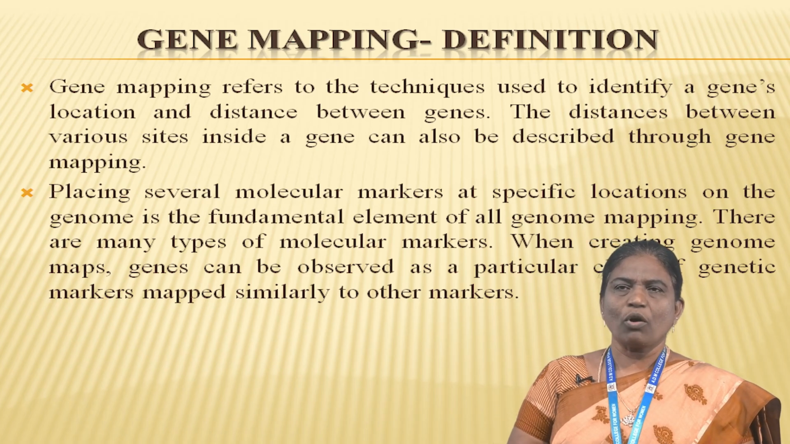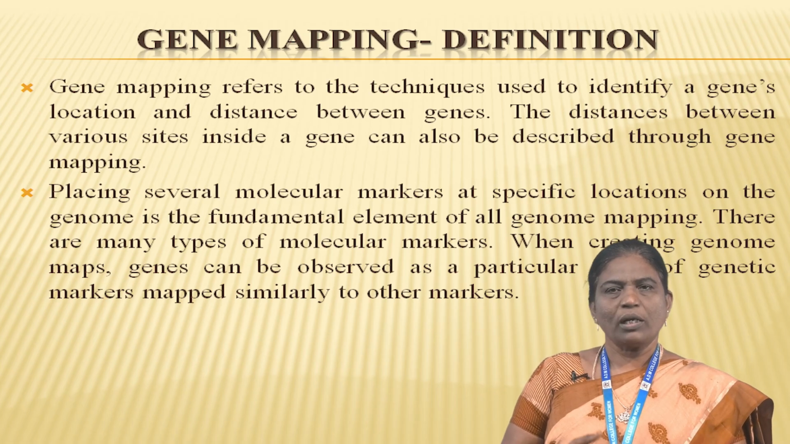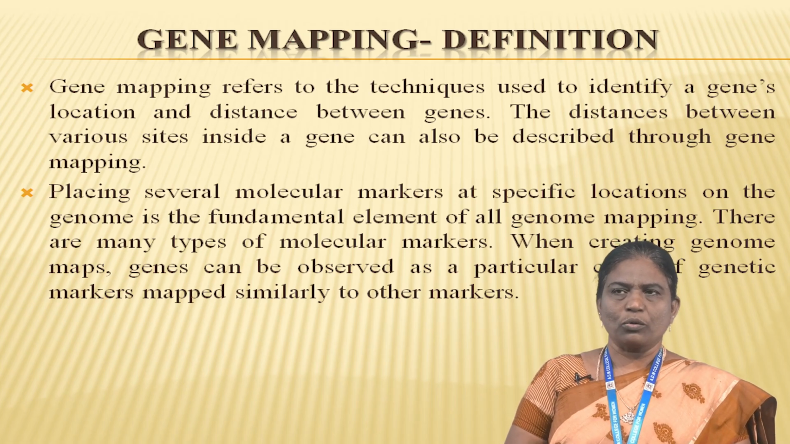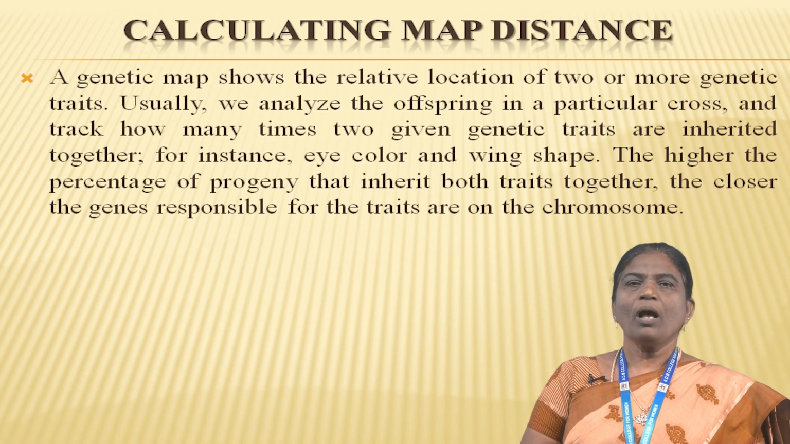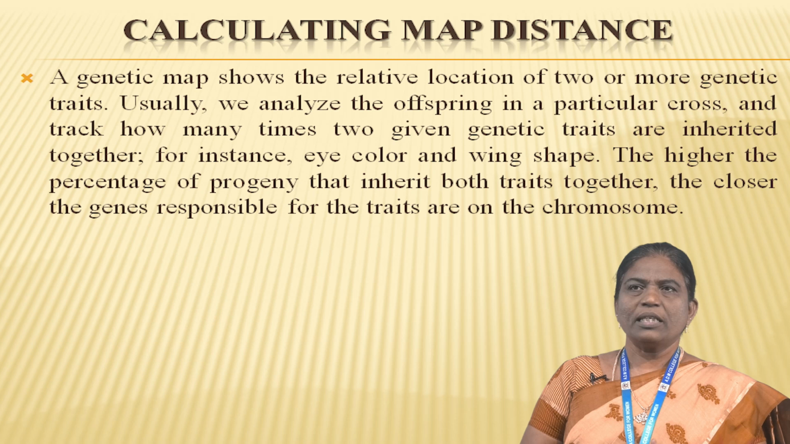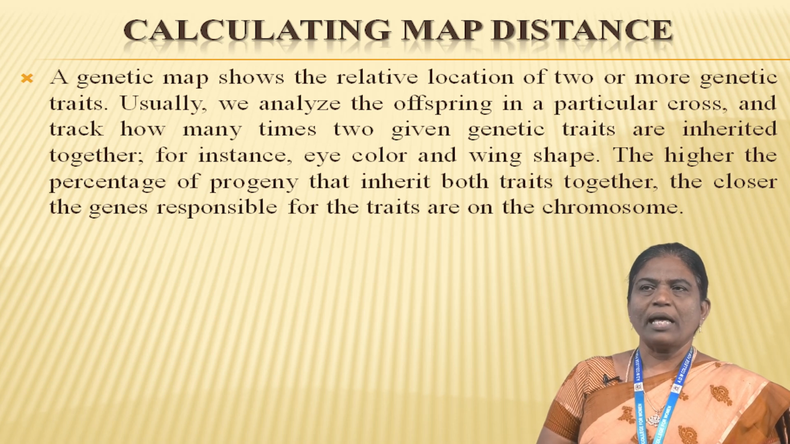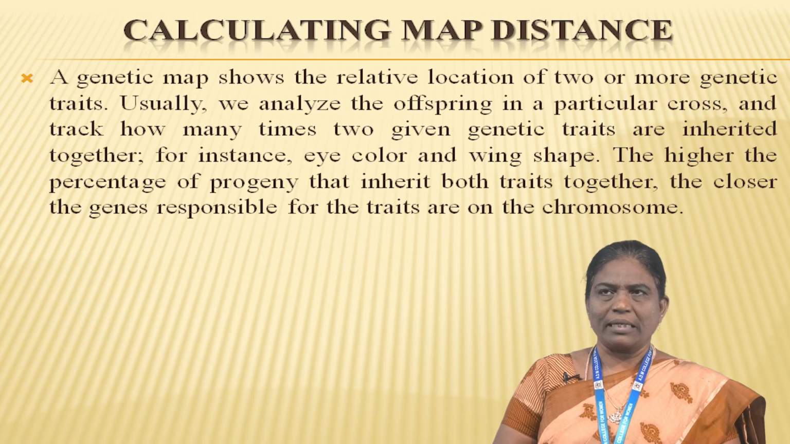We can use the recombination frequencies to produce genetic maps of all the loci along each chromosome and ultimately the whole genome. How can we calculate the distance in the mapping? A genetic map shows the relative location of two or more genetic traits.